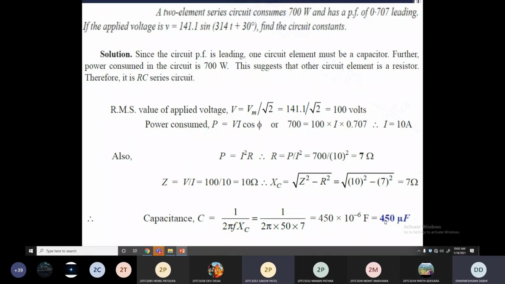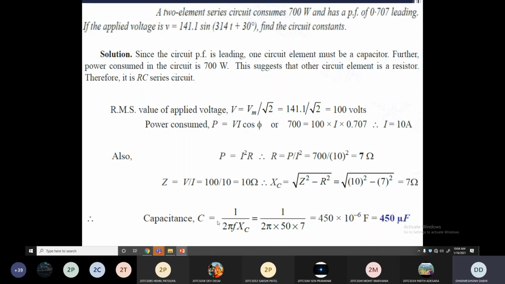Sir, can't we use the omega which is already given instead of calculating the frequency again? Sir, can't we use the omega itself for calculating capacitance? Yes. You can replace this value.